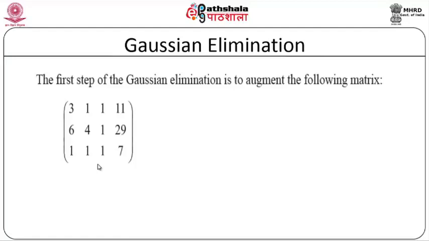As said earlier, the first step is the augmentation, where we are going to augment this vector B to the matrix A. Now, this is the augmented matrix. So, now the objective is very simple. We have to keep the element 3 as a pivotal element, and somehow using the elementary operations we have to remove 6 as well as 1 in the other equations.